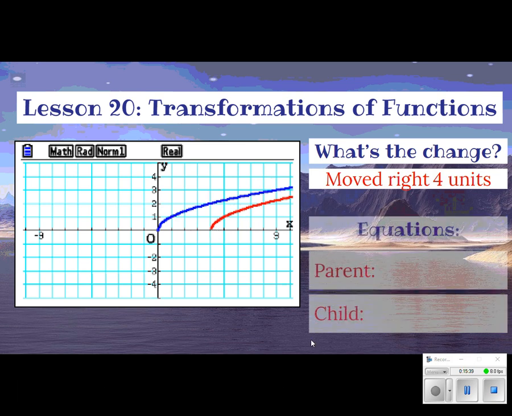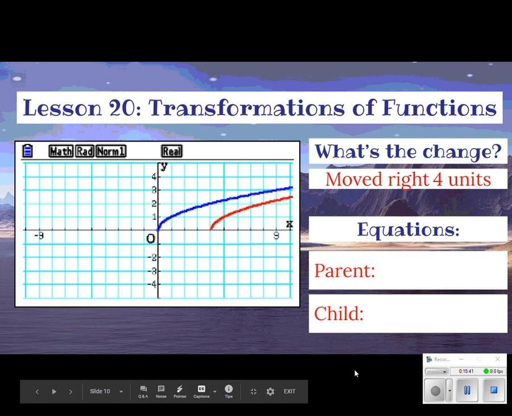Now let's look at writing equations. So this is a square root function.